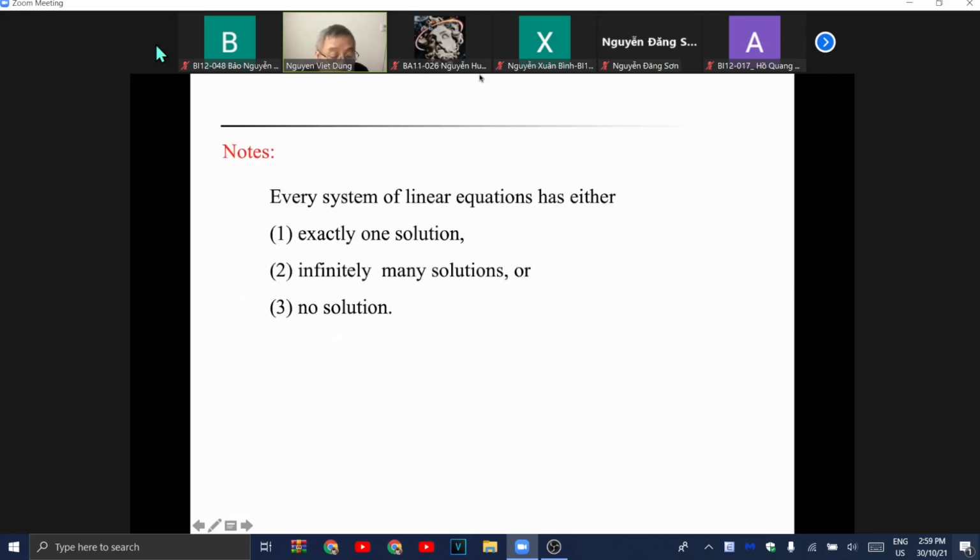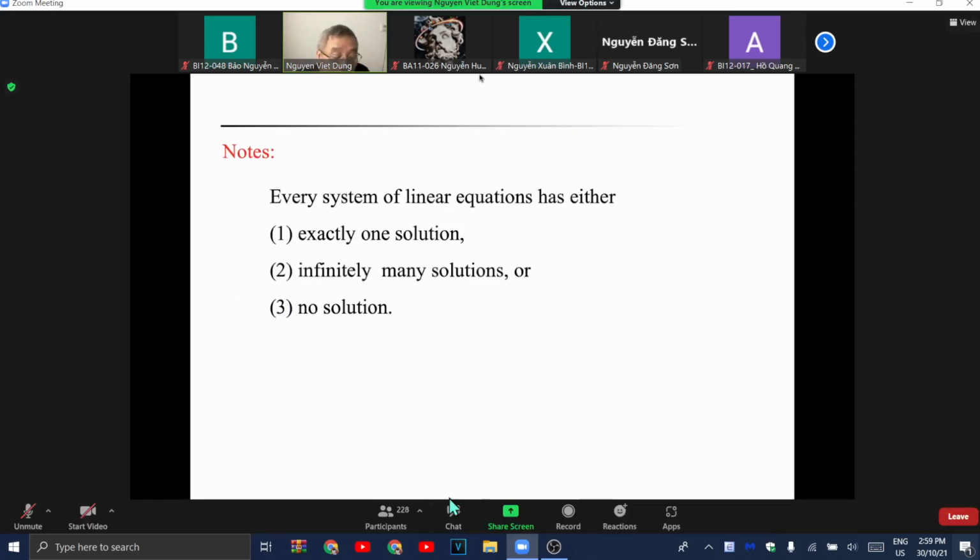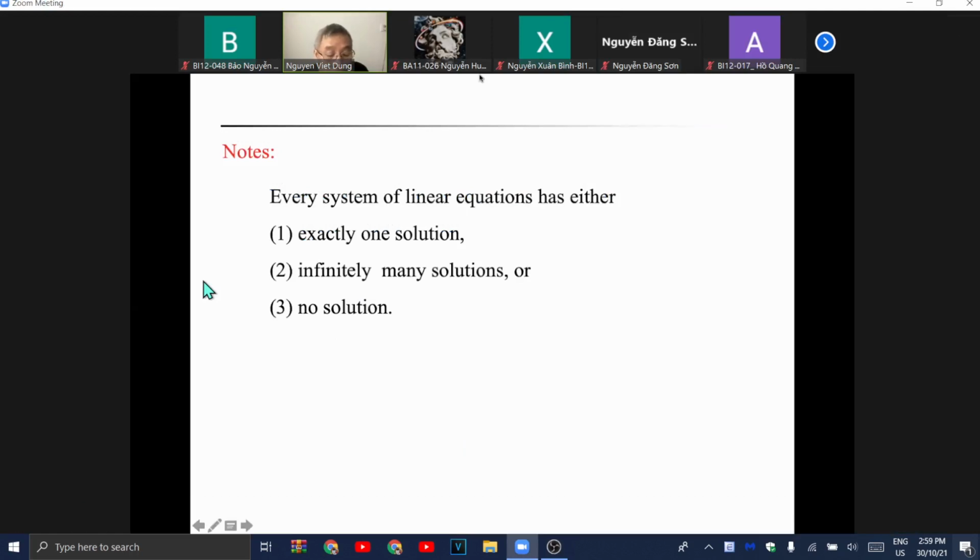But more than that, every system of linear equations can have one of three possibilities as follows. It can have exactly one solution. It can have no solution. Or it can have infinitely many solutions. So we have three possibilities.